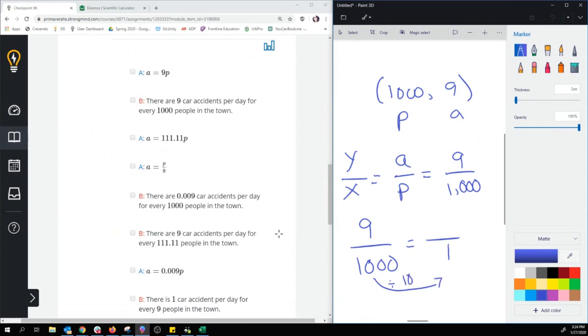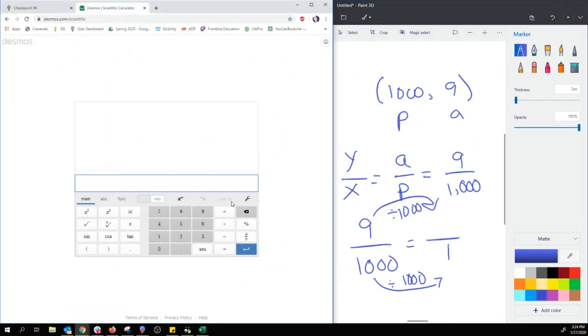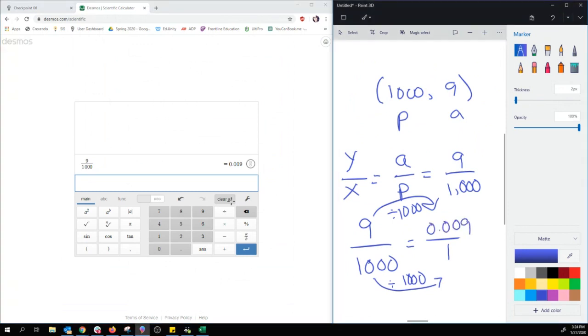1,000, perfect. So I'm going to do the same exact thing up top. So 9 divided by 1,000. And I'm going to pull open Desmos. And when I do 9 divided by 1,000, I get this decimal, 0.009.